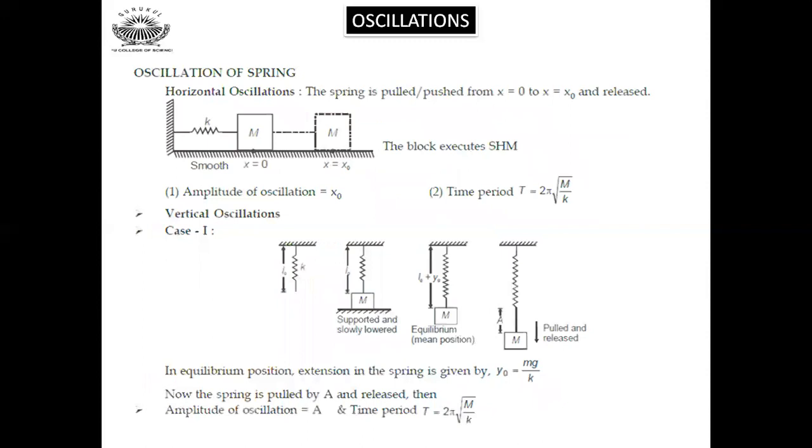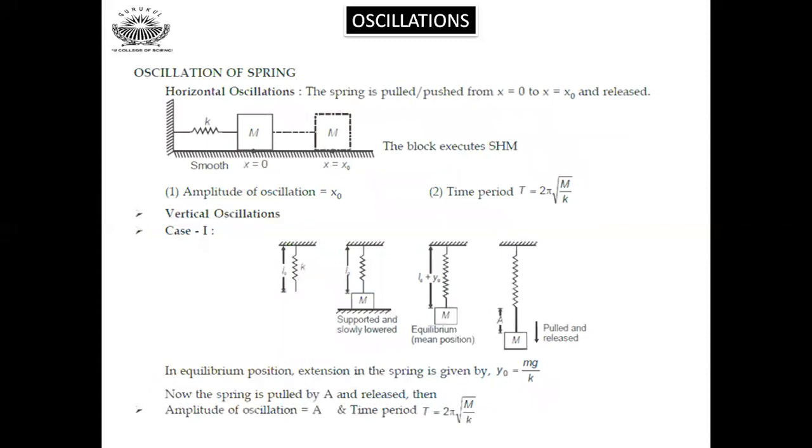Now moving further, we have the oscillation of a spring. For horizontal oscillation, the spring is pushed from x equals 0 to x equals x naught and released. Then the spring starts to execute SHM. The amplitude of the oscillation is given by x naught, and the time period is given by T equals 2π root of m by k, where m is the mass of the block and k is the spring constant. In equilibrium position, the extension in the spring is given by y naught equals mg by k.